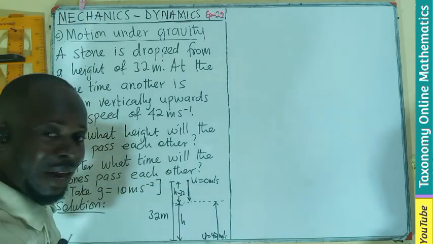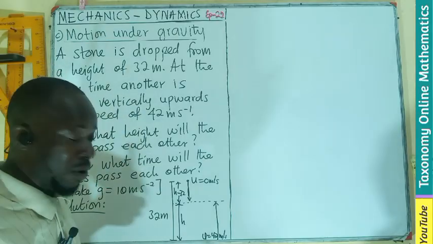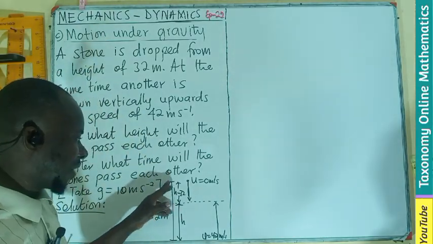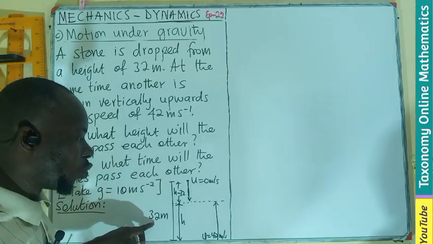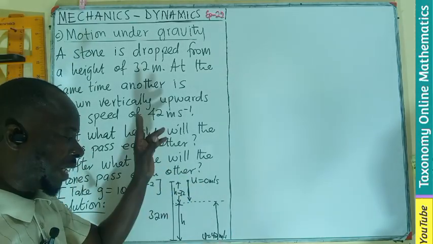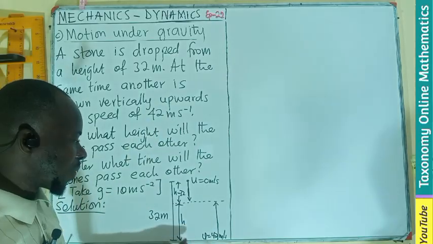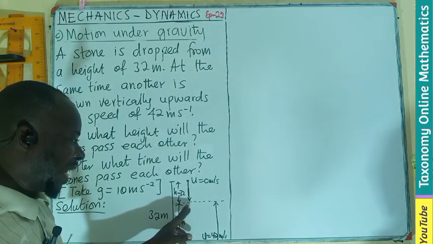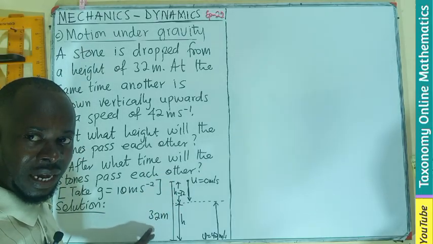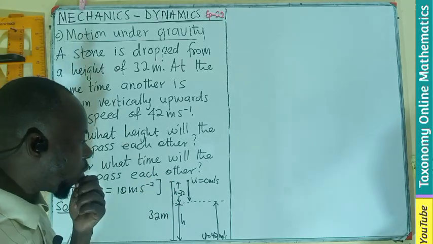All right, I think the diagram is not that big, but the concept is what I'm trying to put across. So the distance that they are apart is 32. This is let down with velocity of 0. This is projected up, velocity of 42. Then we can say that the distance here plus the distance here give us a total of 32. So we can hold on to that.